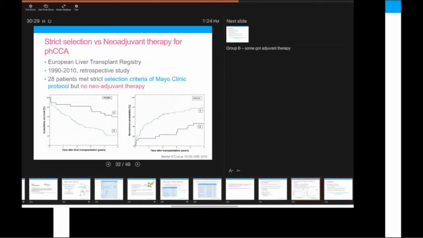So then the question became, was it the strict selection criteria that they implemented, or was it actually the neoadjuvant therapy that helped these patients have improved survival rates? A group in Europe used the European Liver Transplant Registry and retrospectively studied this. They were able to find 28 patients who met the strict selection criteria of the Mayo Clinic protocol who did not undergo neoadjuvant therapy. What they found is that they had a higher cumulative survival compared to patients not meeting the strict selection criteria, and they also had a lower probability of tumor recurrence.